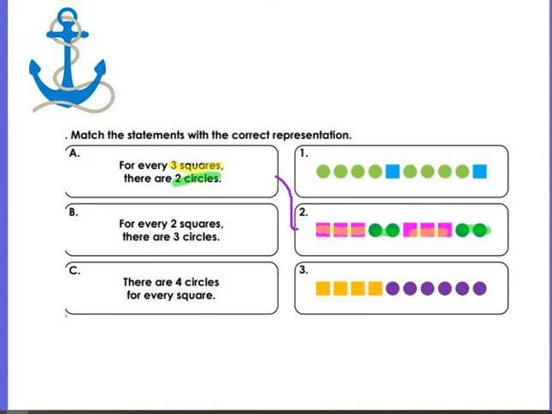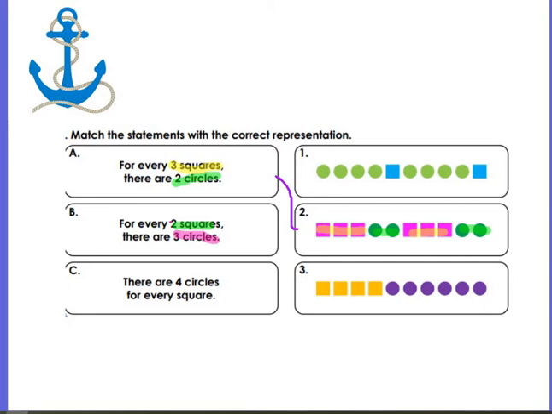So I'm looking now for 2 squares and 3 circles. So 2 squares, get my highlighter, 2 squares, 2 squares, 1, 2, and 3 circles. Am I right here? 3, 3. Well, I've got extra circles, so it cannot be that one. Let's have a look at the next one.